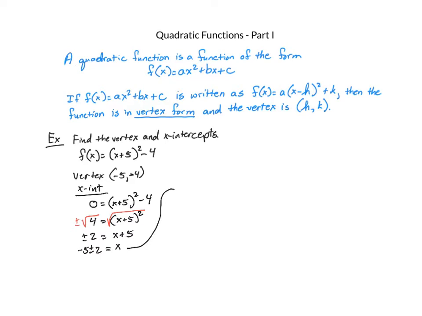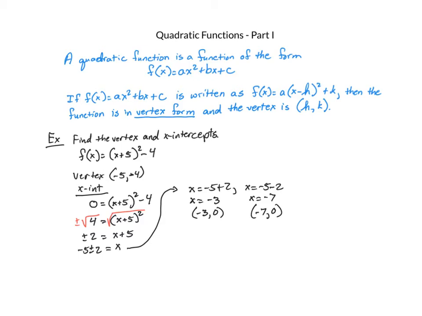Let me come over here so I don't write too low. So my x values are -5 plus 2 and -5 minus 2. Let me erase that. -5 minus 2. So we have x equals -3 and x equals -7. So our x-intercepts are (-3, 0) and (-7, 0).